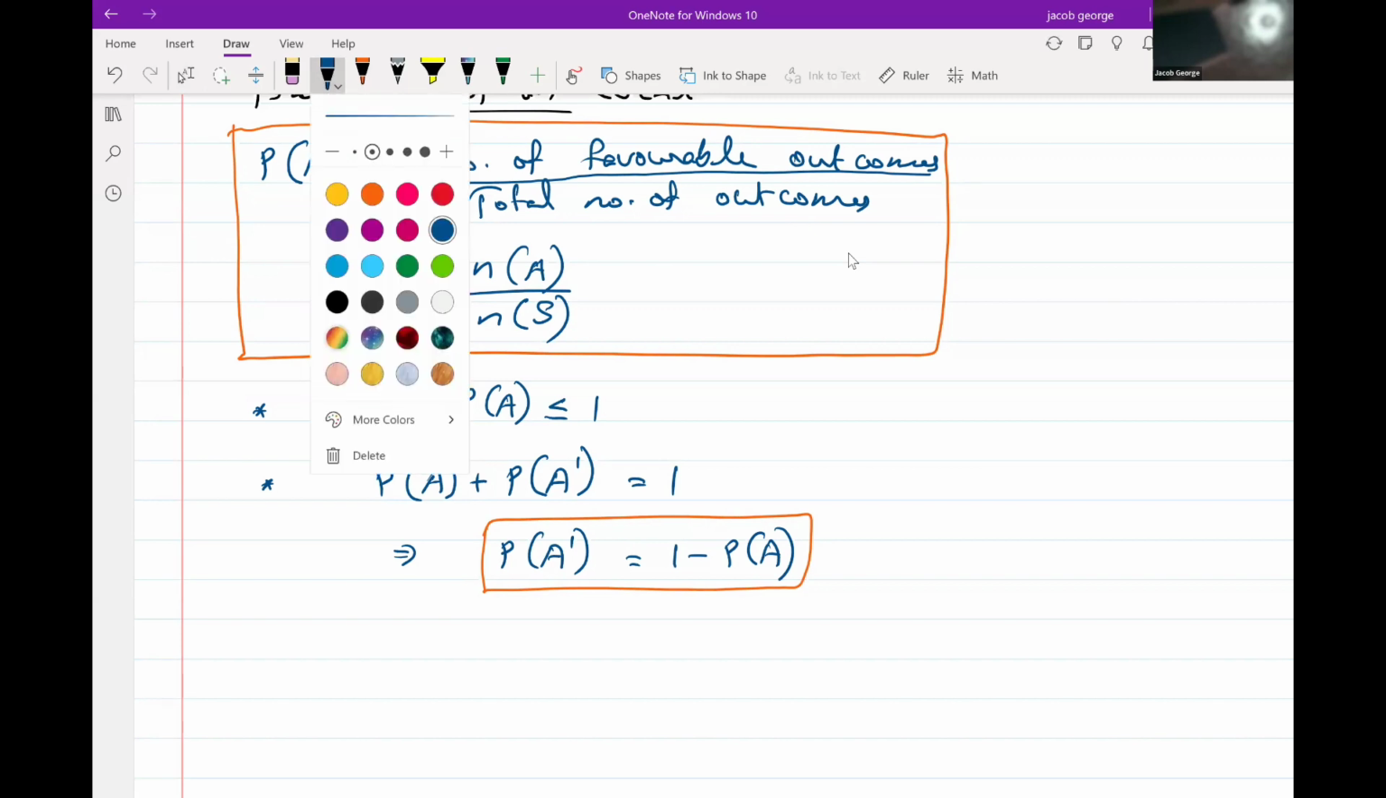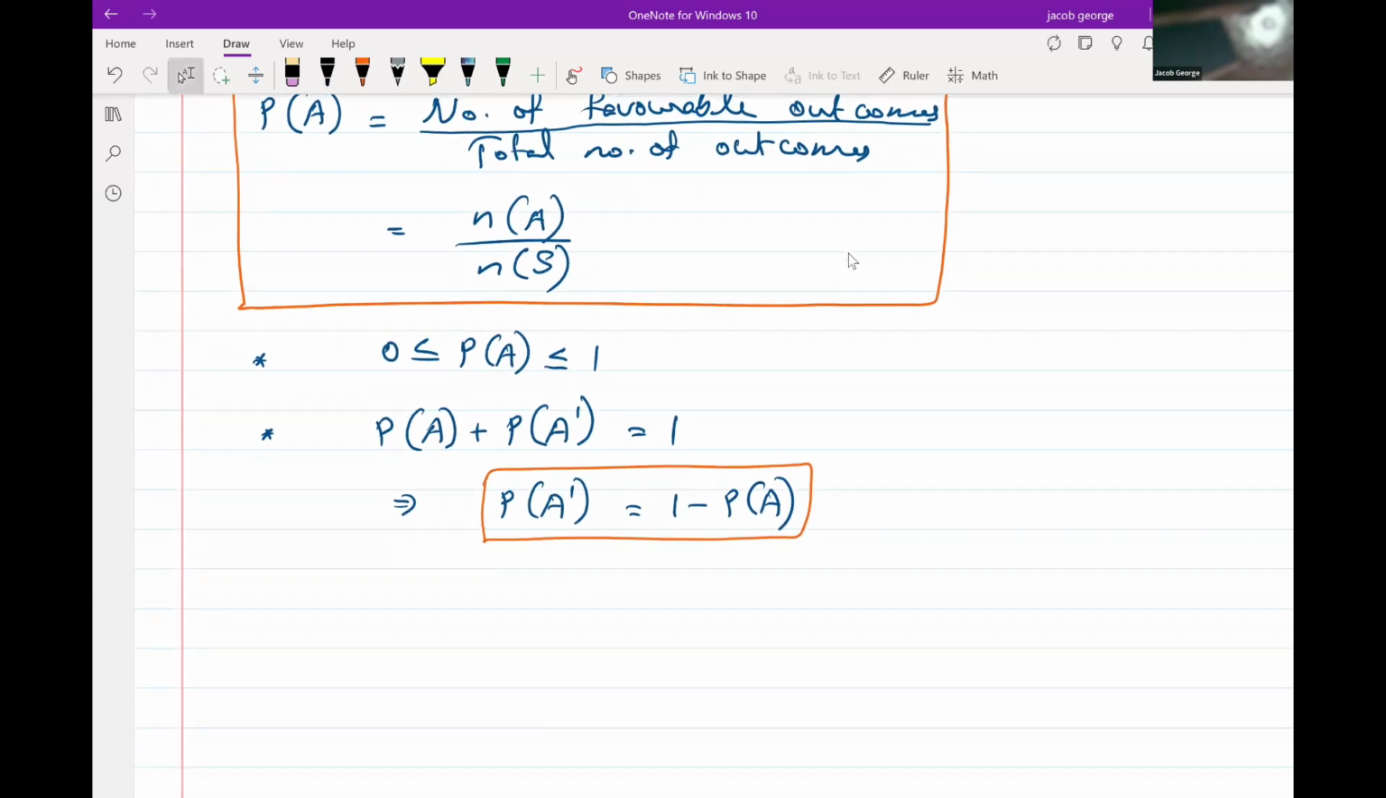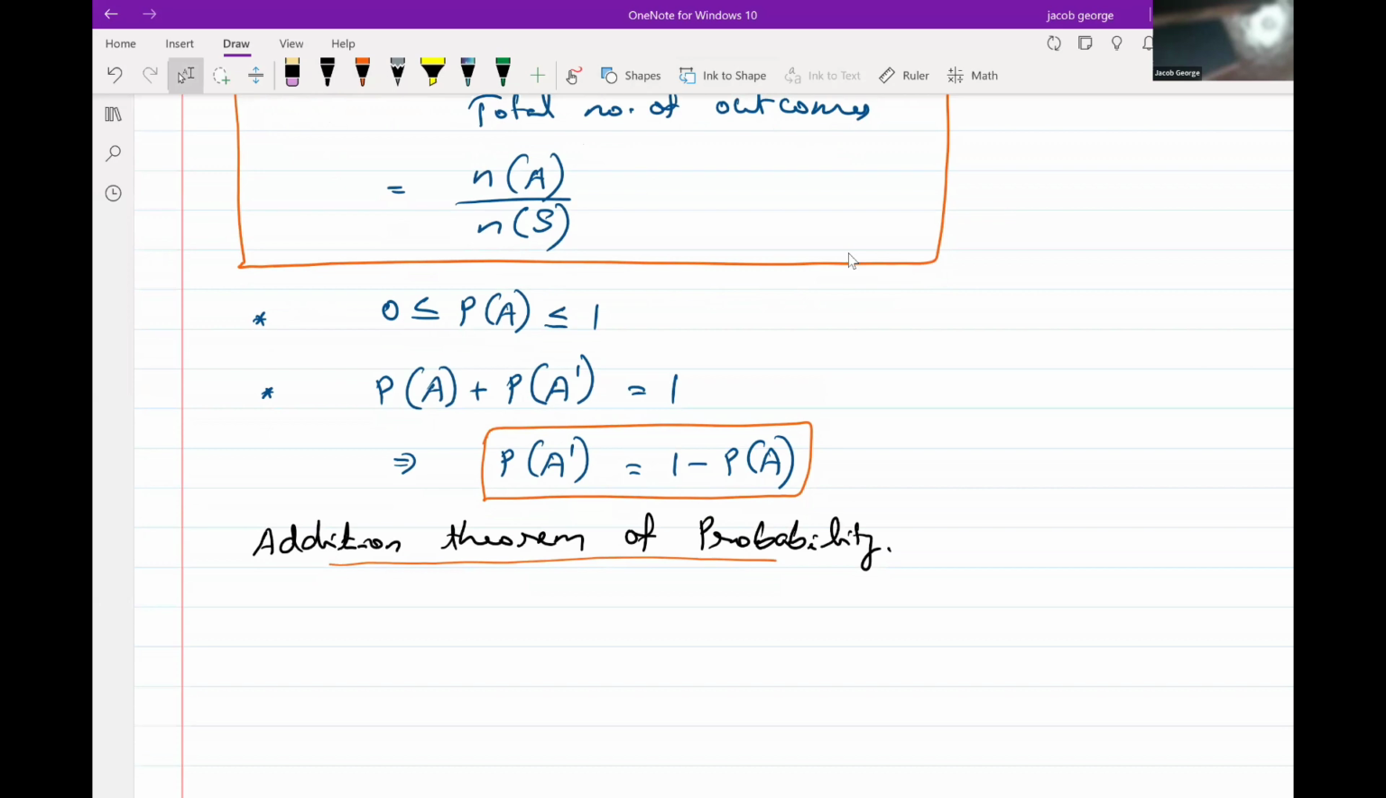Then point number 3 is a very important formula from the class 11 textbook, the addition theorem of probability. See, this is the addition theorem.